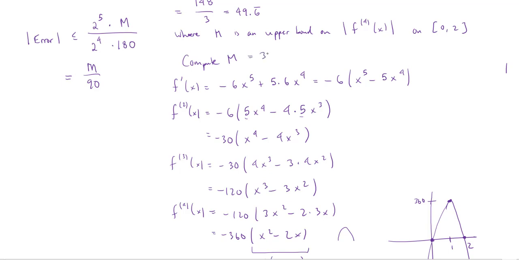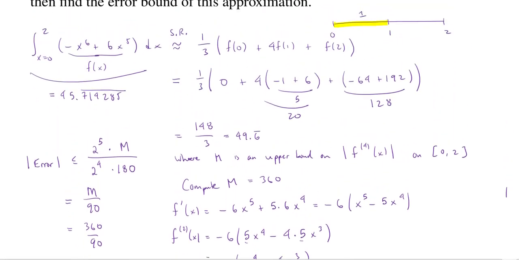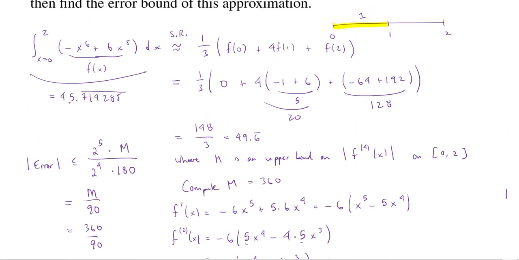So M is 360. And so the error bound is going to be 360 over 90, which is equal to 4. So that means that the error in using Simpson's rule cannot be any greater than 4. And sure enough, what did we get? Well, if you add 4 to our answer, let's just say 45.7 plus 4 would be 49.7. And whoo, we just squeaked in under the wire. So this shows you that when you get that error bound, it really can get pretty close to that top end.